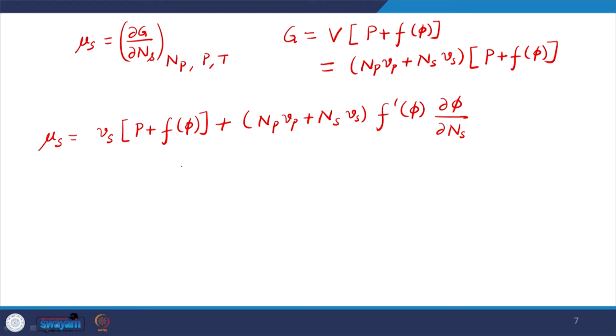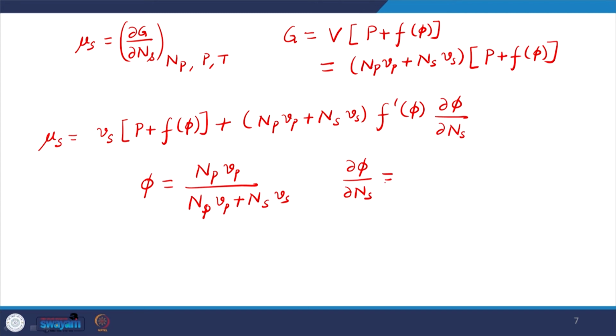Now, since φ is equal to Np Vp by (Np Vp + Ns Vs), what we can say is that ∂φ/∂Ns... In this case the numerator will not have a derivative with respect to Ns, it will come as it is, and the denominator will be squared and we will have a negative sign, multiplied with the derivative of the denominator, that is Vs.